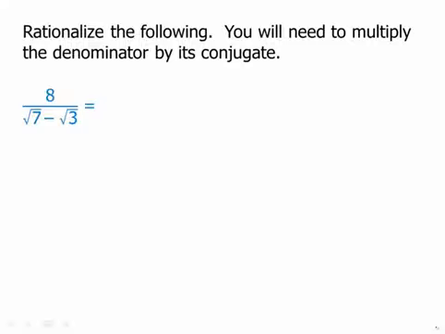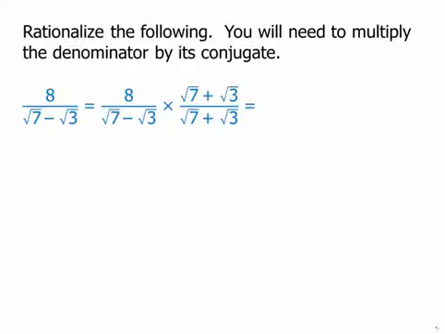So rationalize the following. You will need to multiply the denominator by its conjugate. So I'm going to say pause the video and try this on your own. Okay, so we have a root 7 minus root 3. And so what we're going to need to do is multiply that denominator by a root 7 plus root 3. So we have to multiply root 7 plus root 3 over root 7 plus root 3, multiplied by the same thing over itself.